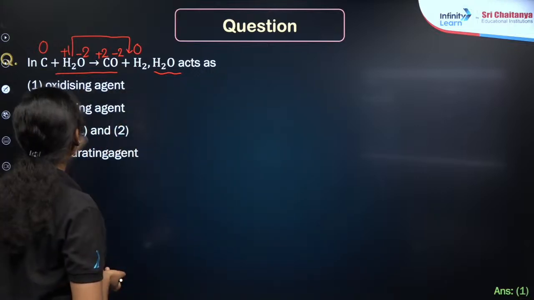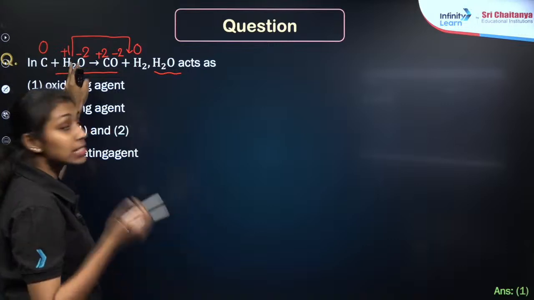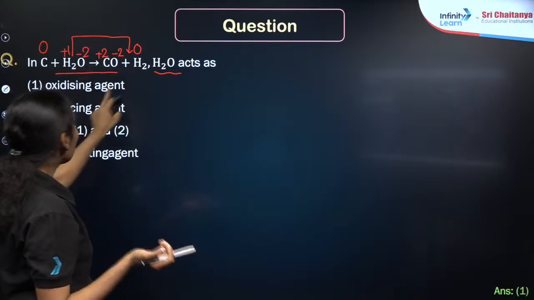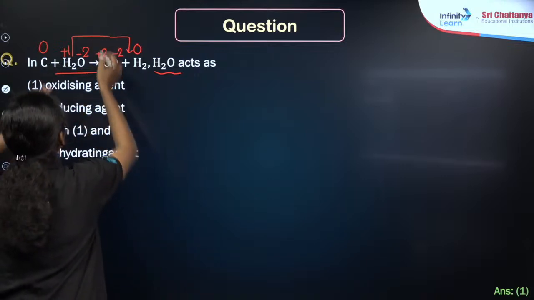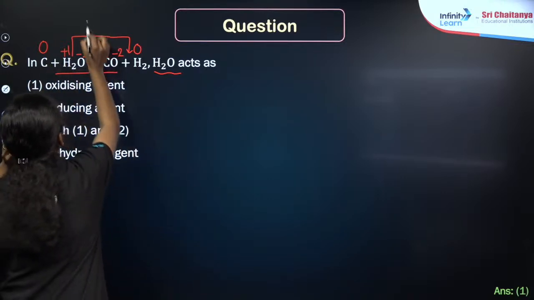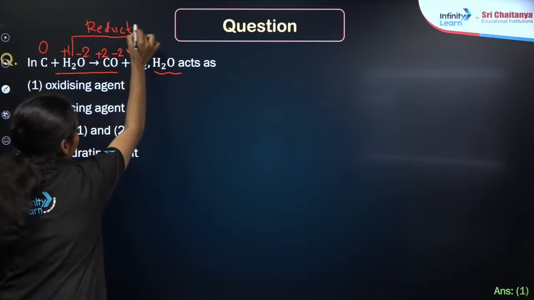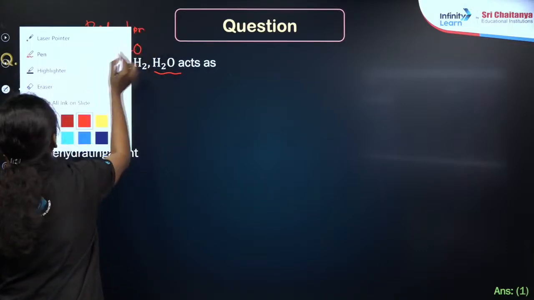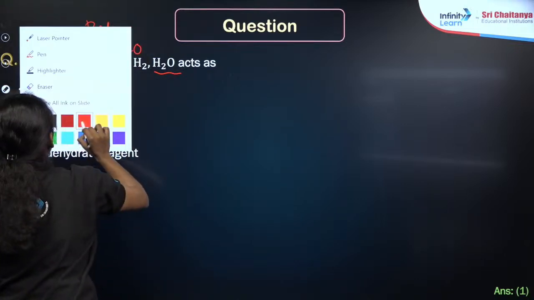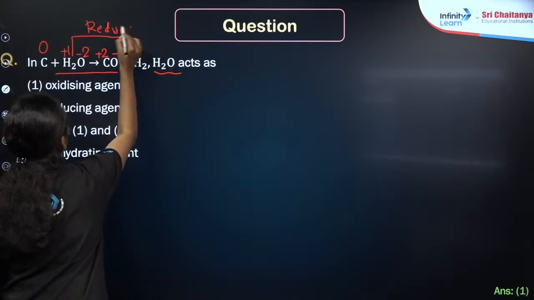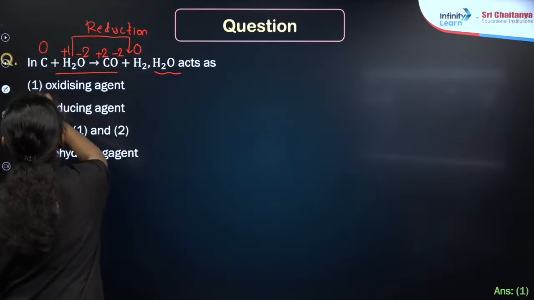Reduction, right? Simply we can say that this is the removal of oxygen. Water molecule is removing oxygen to form hydrogen. Removal of oxygen means reduction, right? So it will act as the oxidizing agent. Otherwise, this is a decrease in oxidation number, or it undergoes reduction. Simply we can say that water acts as an oxidizing agent here. Clear?